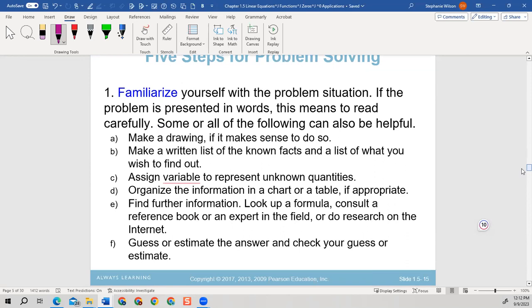If the problem is presented in words, this means to read carefully. What I encourage you to do is label the information you're getting out of the application problem, or draw a picture, make a diagram, make tables, whatever it is. Then go to the underlying question. What is it asking for? Highlight it, pull it out. Then go back to the application problem, reread it, pull the relevant information, and then solve.